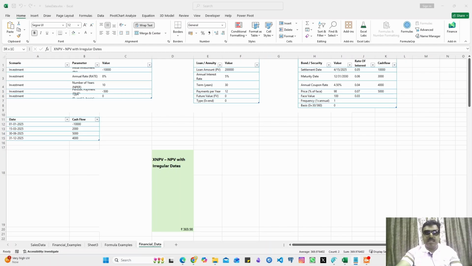Hello friends, welcome to Basics of Excel AI Analytics. Today we are moving beyond simple estimation to explore a formula designed for real-world complexity, XNPV.